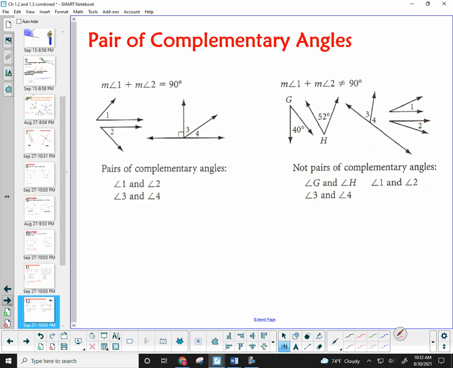Okay, the next term are complementary angles. Complementary angles are any two angles. They could be adjacent, they could be in different rooms. It doesn't matter, as long as their sum is 90 degrees. So two angles whose sum is equal to 90 degrees.